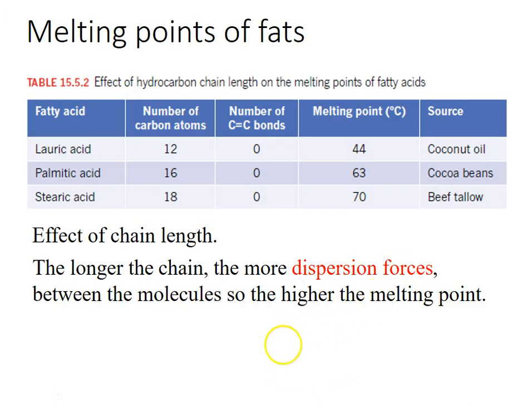Alright, the melting point of fats, just the same as with all of the other. The longer the hydrocarbon chain, the more dispersion forces there are between the molecules, so the higher the melting point. So clearly this has got the highest melting point. It's got 18 carbons, so a lot more carbons, a lot more dispersion forces, so the molecules are held together better. So basically these are all fats. No, this one's coconut oil, very thick oil. No, it's a solid. They're all solids at room temperature at 25 degrees.